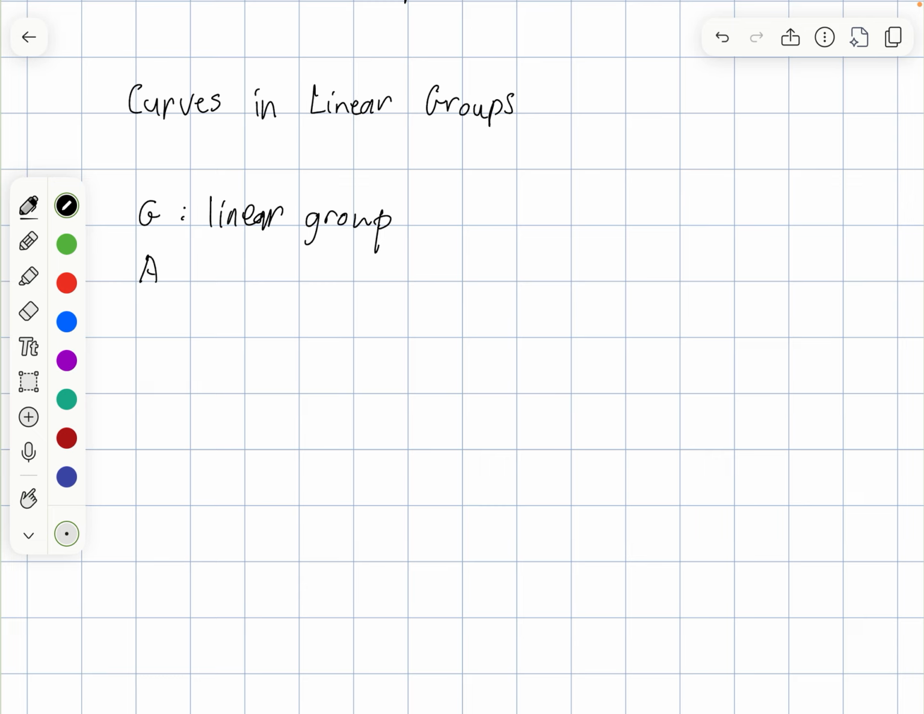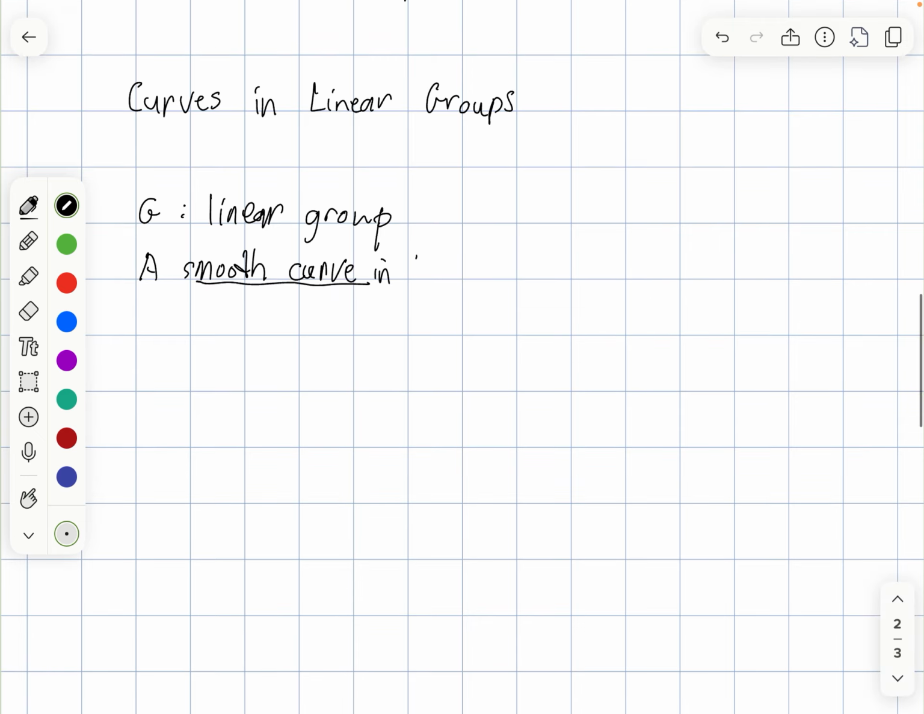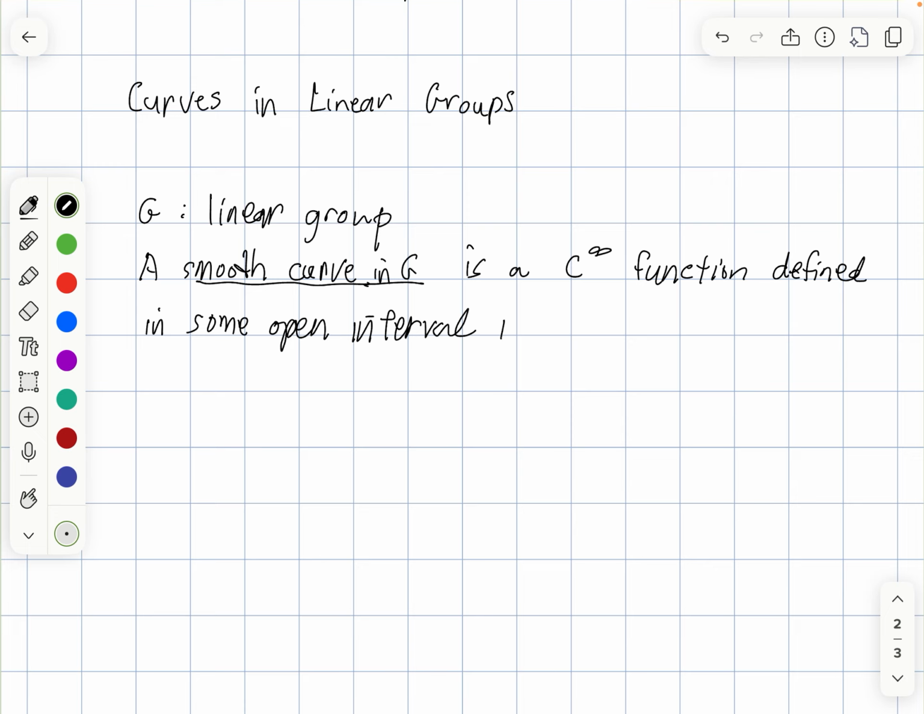Then we define a smooth curve in G to be a smooth function, that means a C infinity function, defined in some open interval in R, taking values in G for all t in the open interval.